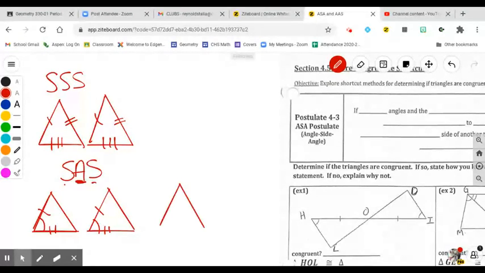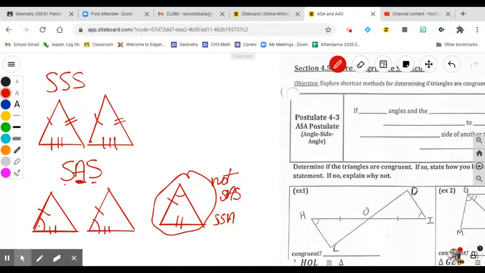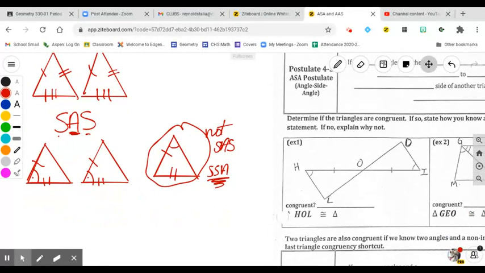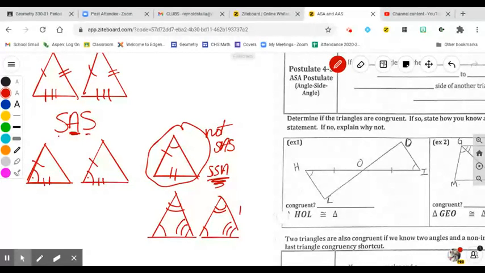If you had something like this instead, that would be a no. This is not side angle side. This is side side angle, and side side angle does not work. So side angle side, the angle has to be in between the two sides. We also learned that if you just have the angles of a triangle, like if I just gave you something like this, just the angles marked, angle, angle, angle, that also does not work. So that would also be a no, which I don't think came up really in the practice, but it does today.